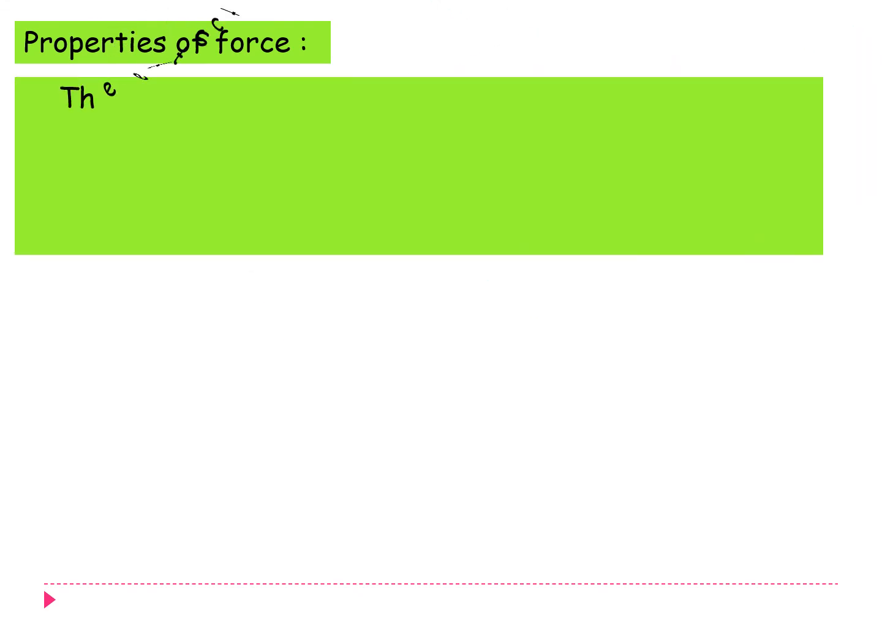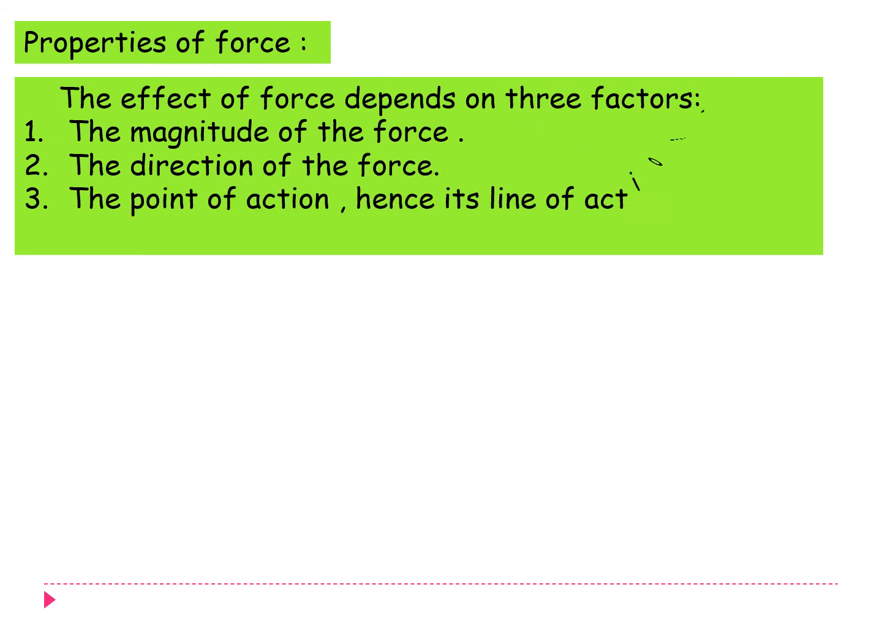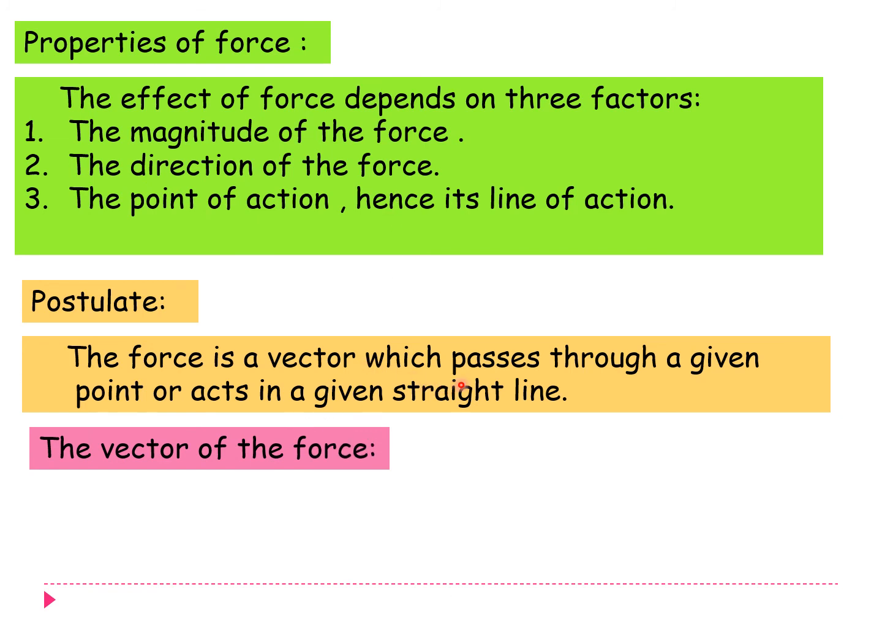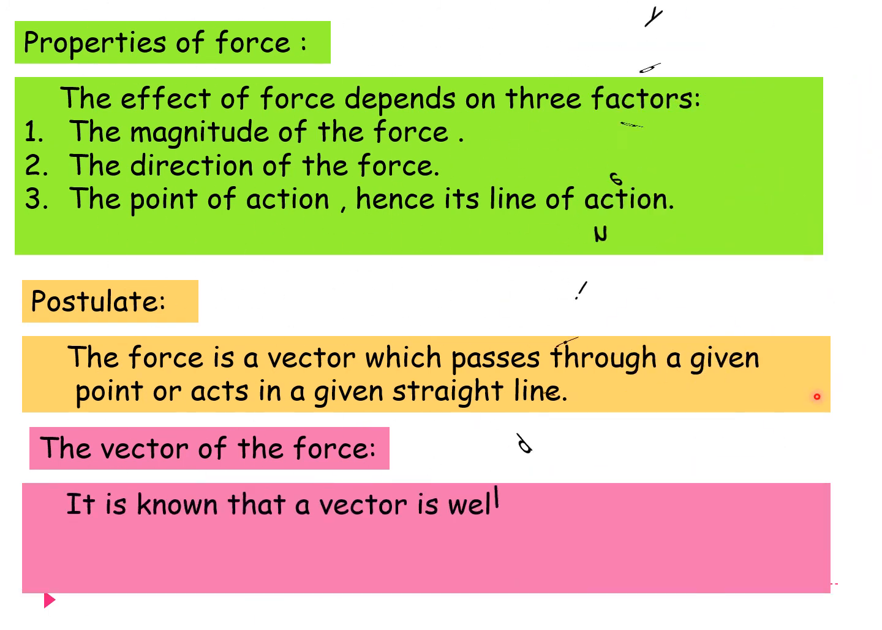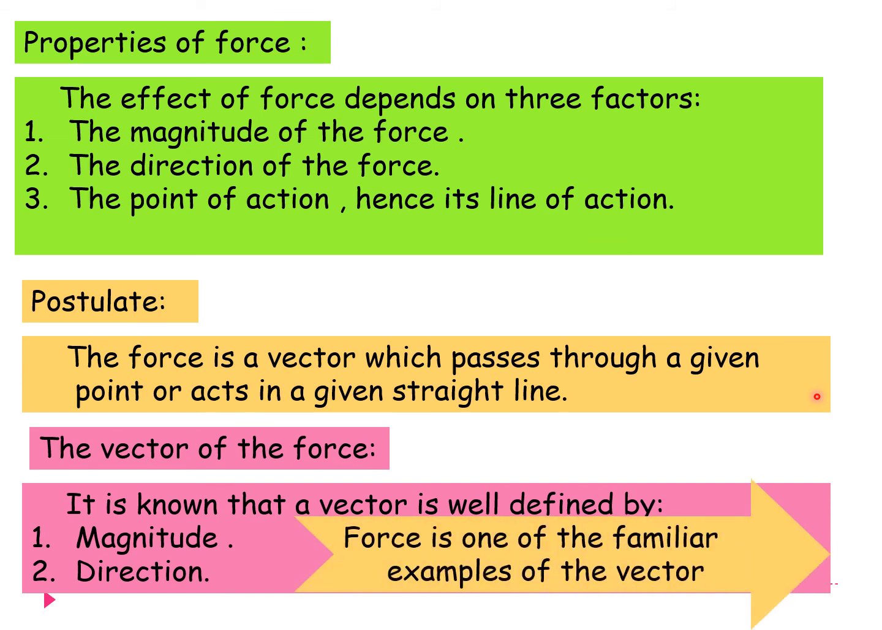Properties of forces. The effect of a force depends on three factors. Number one, the magnitude of the force. Number two, the direction of the force. Number three, the point of action or the line of action of the force. The force is a vector which passes through a given point or acts in a given straight line. It is known that a vector is well defined by magnitude and direction. Force is one of the familiar examples of a vector.